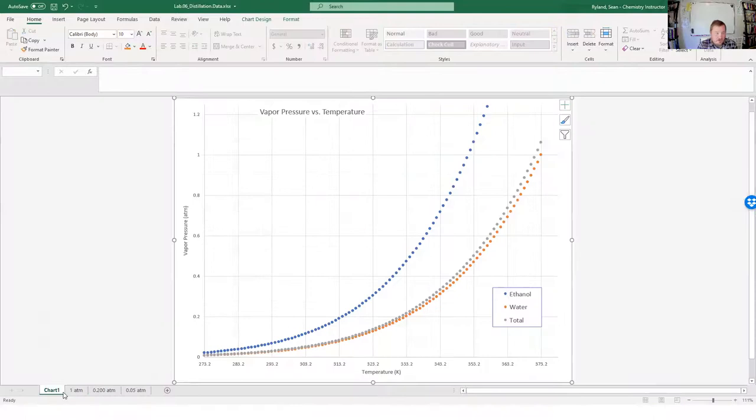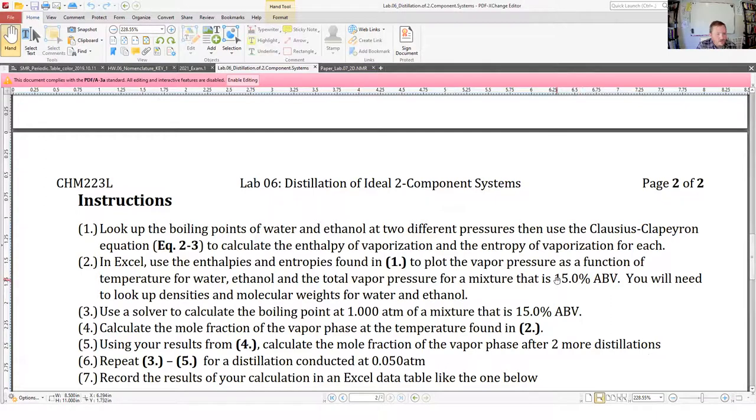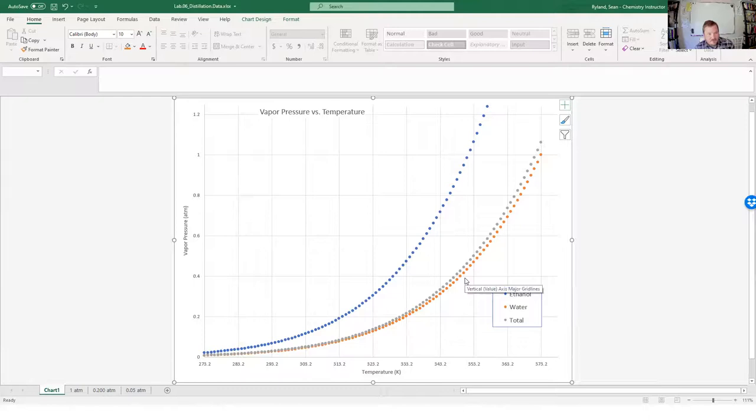So in terms of being able to look at this chart, this gray line is our total vapor pressure for a certain mixture, for starting conditions of, what did I have it start at? For a mixture that is 15% alcohol by volume. So you have to do a little problem solving to turn ABV into mole fraction. But if you can do that, you can wind up with this gray line. And this gray line will allow us to predict the boiling point of a mixture. And it'll also allow us to predict the mole fraction of the vapor.